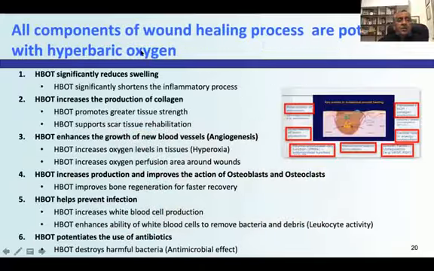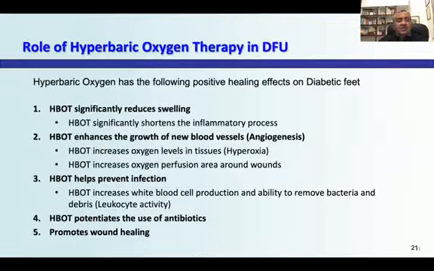All components of the wound healing process are enhanced with hyperbaric oxygen. Hyperbaric reduces tissue swelling and shortens the inflammatory phase. It increases production of collagen, enhances the growth of new blood vessels, angiogenesis. HBOT also increases production and improves the action of osteoblasts and osteoclasts. Hyperbaric oxygen helps prevent infection, and it also potentiates the use of antibiotics and enhances the antimicrobial effect of antibiotics.